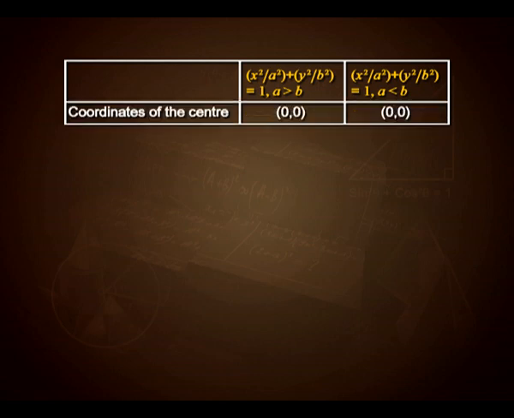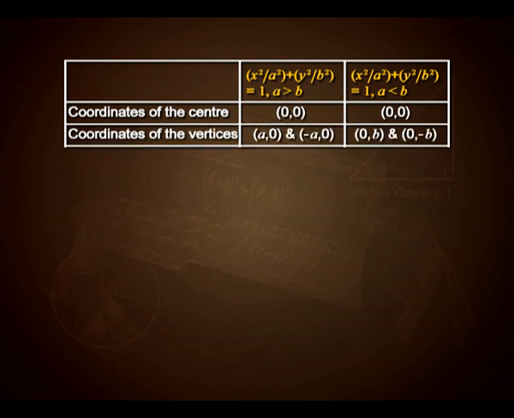We have here the equation of ellipse as x²/a² + y²/b² = 1, where a is greater than b. Here the coordinates of the center will be (0, 0). In the second case, where we have the equation of ellipse as x²/a² + y²/b² = 1, where a is less than b, the coordinates of the center will be (0, 0). Now, look into the coordinates of the vertices.